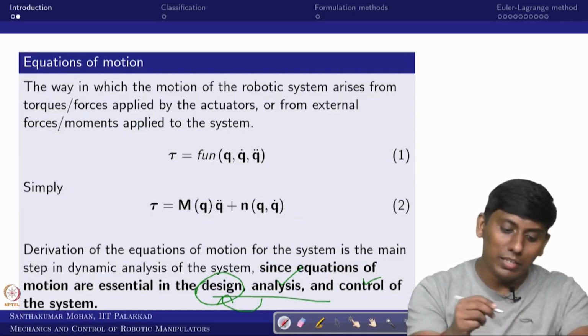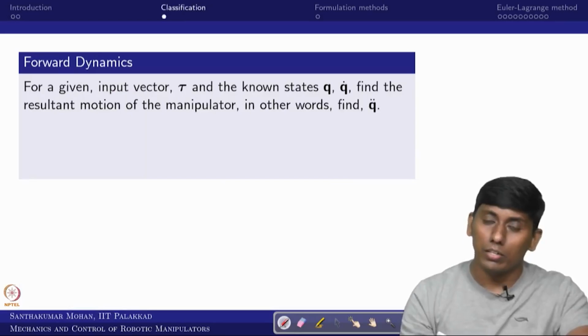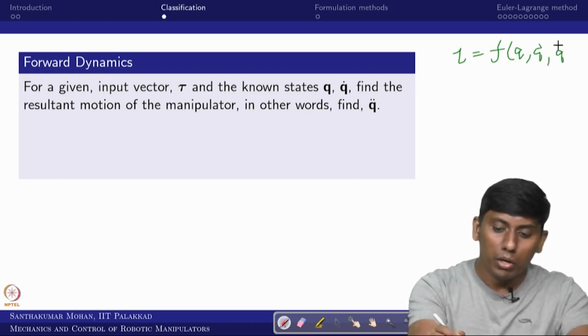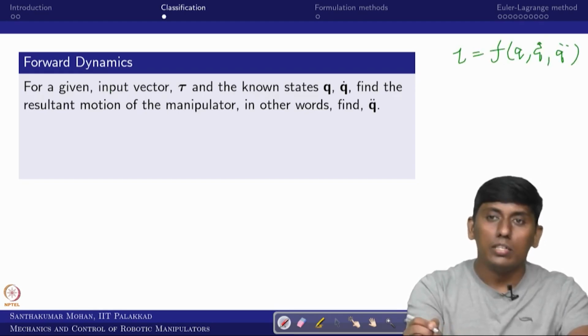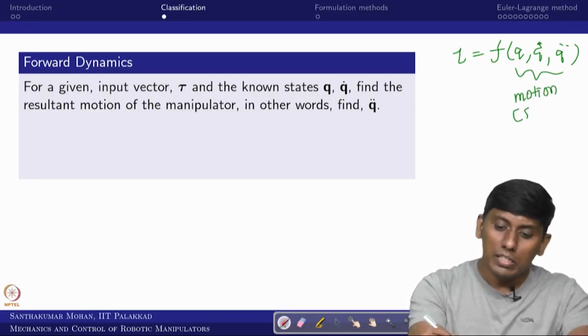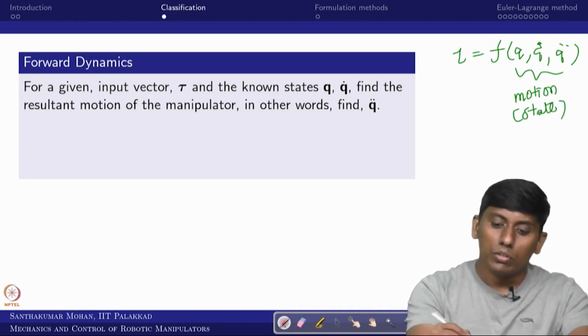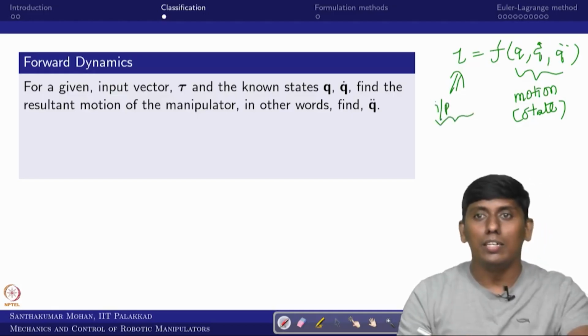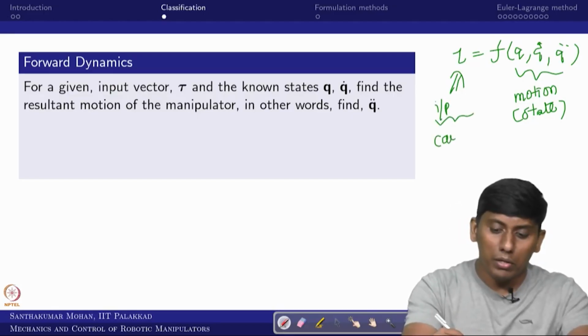So now we will see what the subclasses of robot dynamics are. We have seen tau is a function of q, q dot and q double dot, right. So now this is one space, which is the motion variables, which we simply call the system state. So we call them state variables, okay. The other side is the input variable, in the sense it is the cause of motion, or simply called the causes, right.